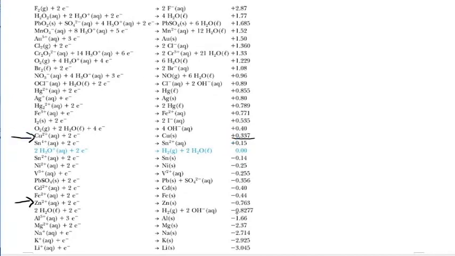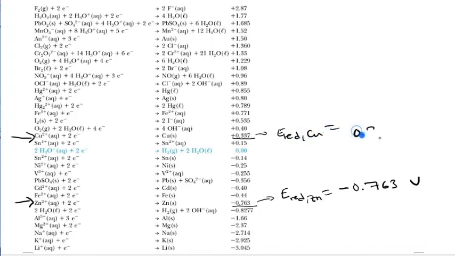So if you look at those voltages or potentials there, remember that these are reduction potentials. So that means that this is the potential that it takes to be reduced. So the reduction potential for zinc is negative 0.763 volts. The reduction potential for copper is 0.337 volts. Essentially this is telling you that copper wants to be reduced and zinc does not want to be reduced.